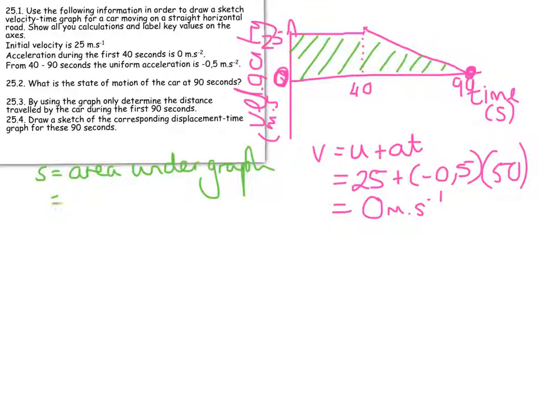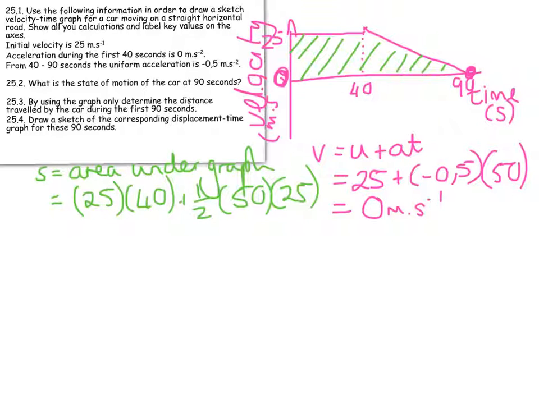And I'm then going to say the rectangle is 25 times 40. So I've first worked out the rectangle. Now I've got a triangle that I need to work out, plus half of base times height, half of 50 times 25. My 50, the base of the triangle, 25, the perpendicular height of the triangle, and substitute that through and I get 1,625 meters.